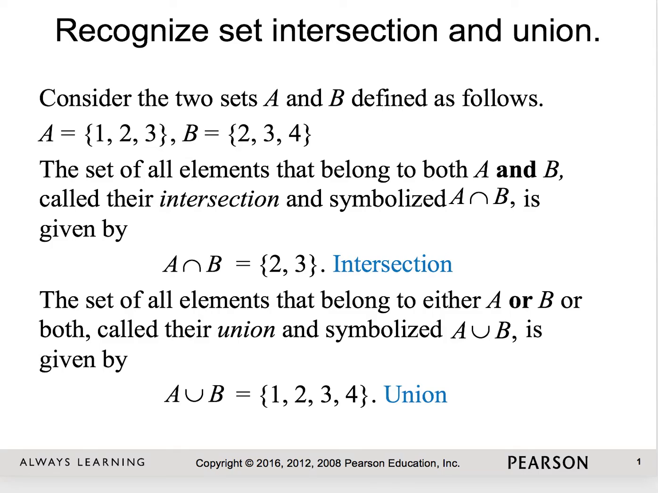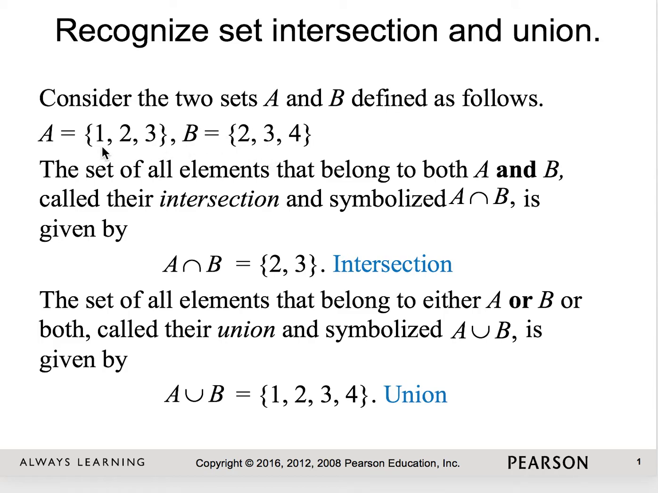Okay, we're going to start 8.2 by talking about the difference between intersection and union. Consider these two sets where A is 1, 2, 3 and B has the elements 2, 3, and 4. The set of all elements that belong to both A and B. Now, most people think when you say A and B, it's 1, 2, 3, and 4, right? No. And means it's got to be in A and it has to be in B.